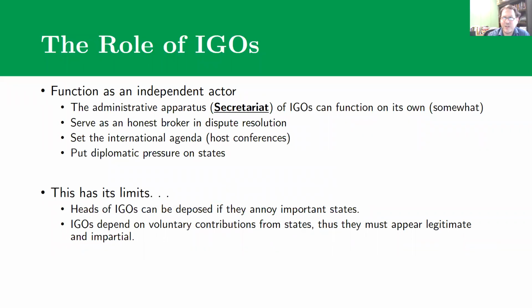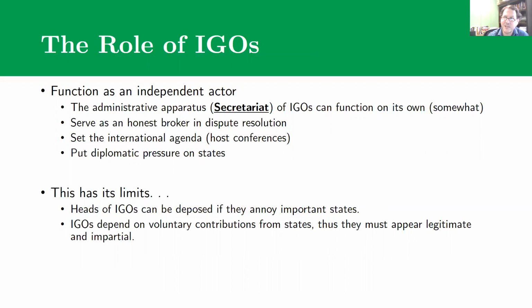Intergovernmental organizations can also function to some extent as an independent actor, and these organizations oftentimes have an administrative office, the Secretariat, and the Secretary General of the UN, for example, can to some extent function on his or her own, right? That individual can use the status and bully pulpit of the office of Secretary General of the United Nations to assist with dispute resolution, to function as a sort of honest broker that's able to be trusted to hear all sides and present a fair direction to move forward in. They have a powerful role in hosting conferences and setting agendas for international meetings. And they can put diplomatic pressure on states by calling out states that are maybe not complying with their stated obligations, although that has limits, right?